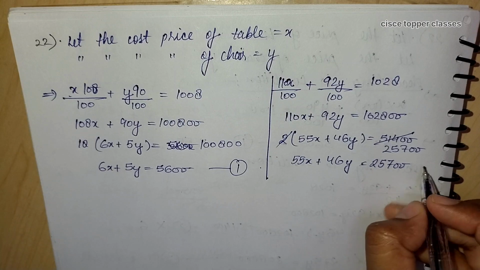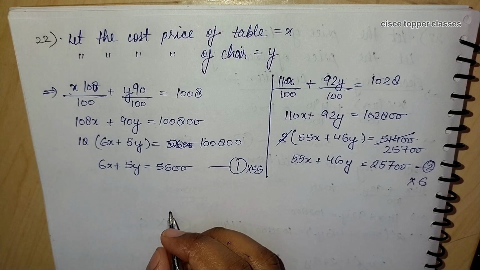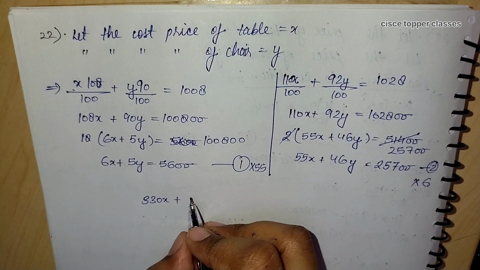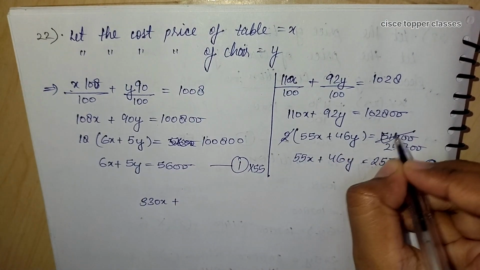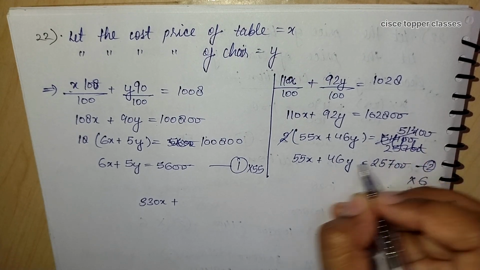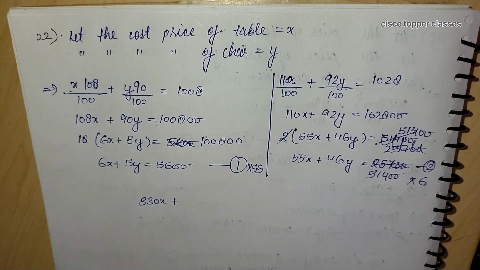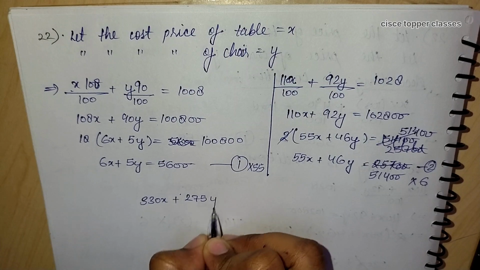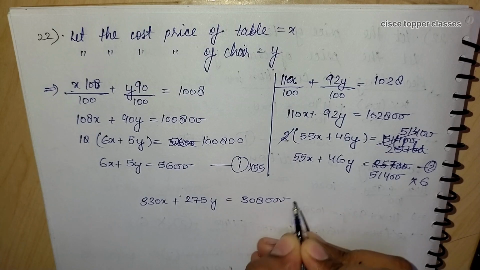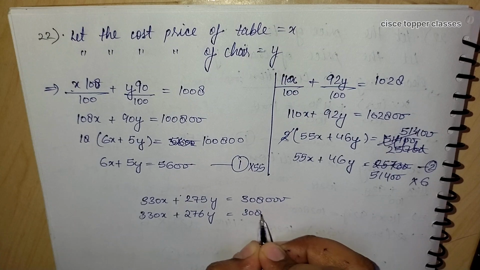Putting it as the second equation, we will first multiply this with 6 and this with 55 to cancel out x and find the value of y. So here we will get 330x plus 276y equal to 308400, and here 330x plus 275y equal to 5600 into 55, which is 308000.